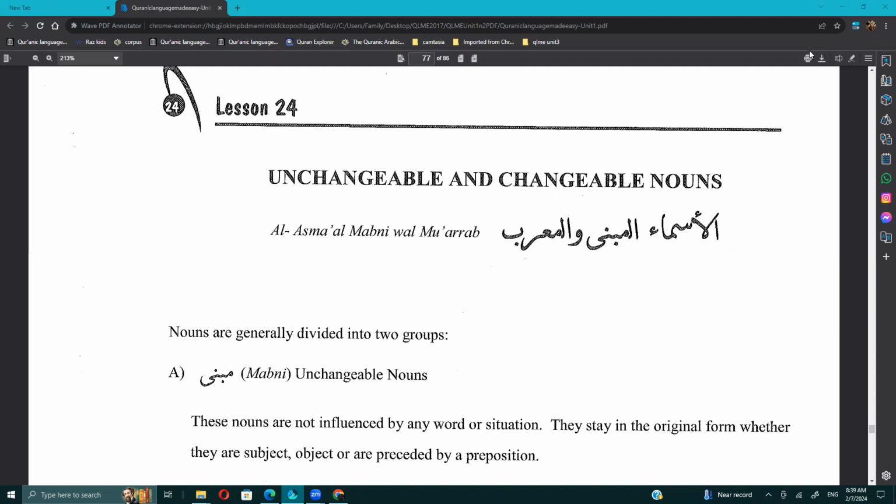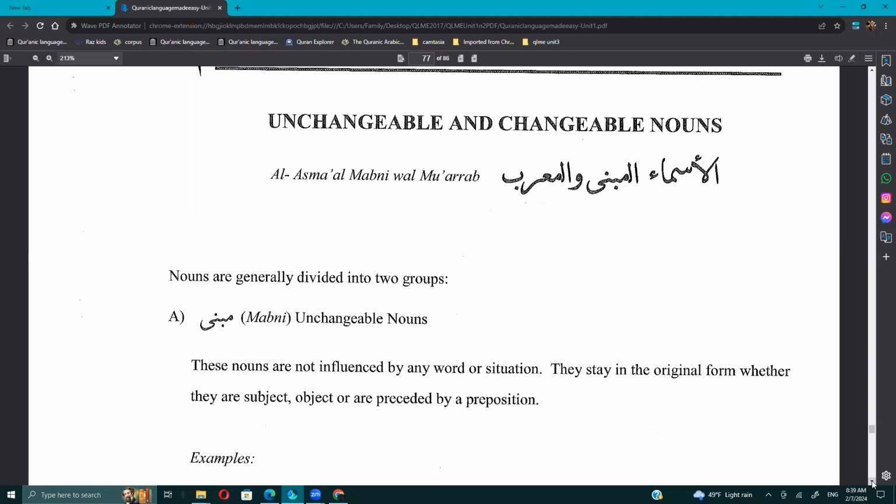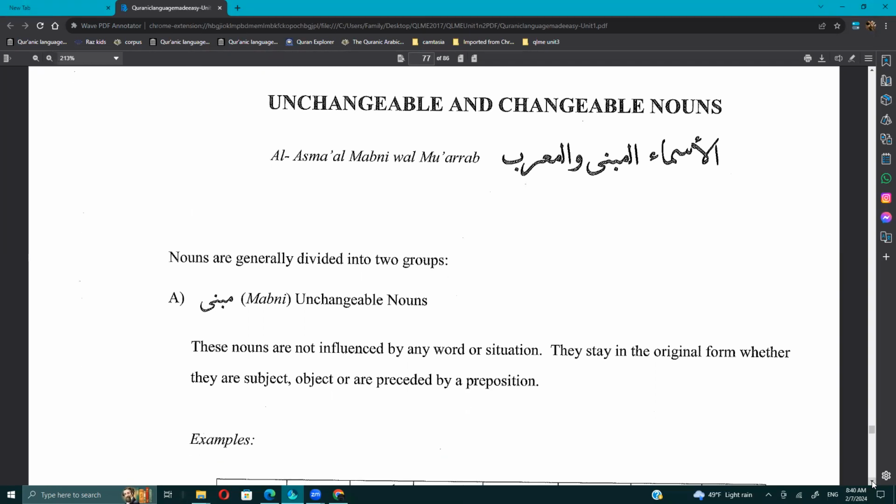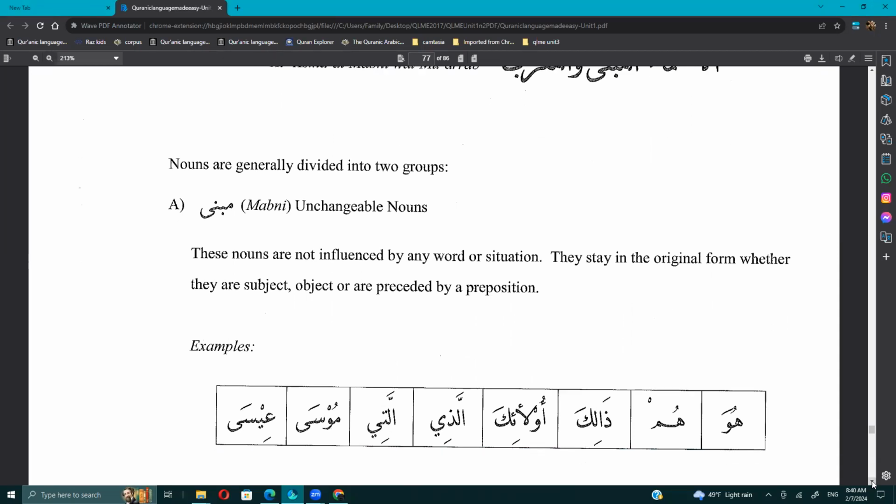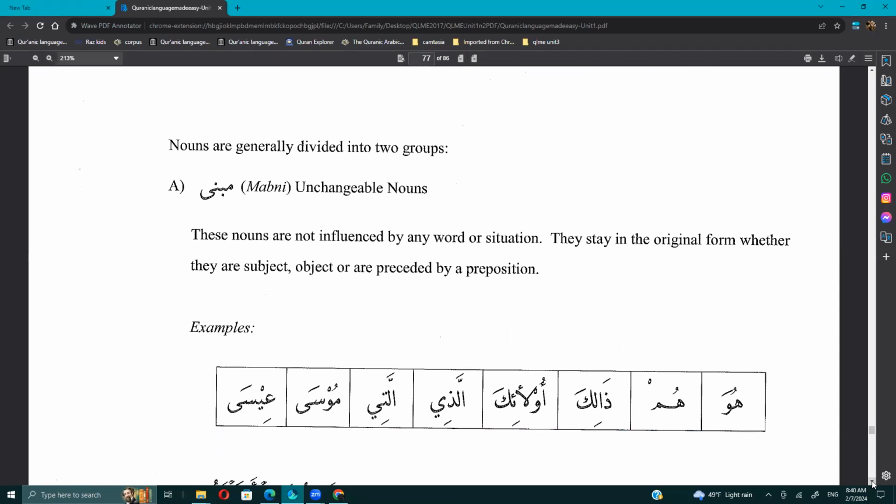Bismillahir rahmanir rahim. Today's topic is lesson 24 from unit 1, that is unchangeable and changeable nouns. Al-asma, al-mabni, wal-mu'arrab. Nouns are generally divided into two groups. The first one is mabni, unchangeable nouns, and the second type is mu'arrab. We are going to learn about that, and inside mu'arrab we have two different types.